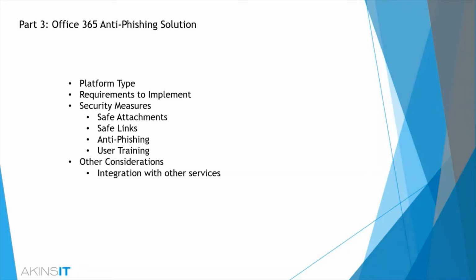Okay, part 3. Here we'll be reviewing Office 365 Anti-Phishing solution, which is Office 365 ATP. We'll be reviewing platform type, requirements to implement, some security measures such as safe attachments, safe links, anti-phishing, and user training, and then some other considerations including integrations with other services.